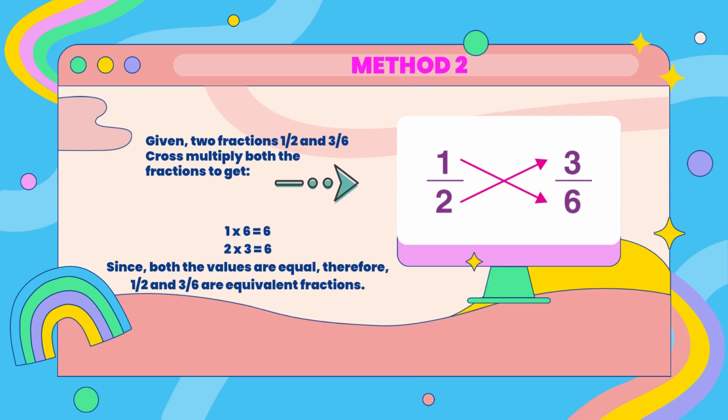Method 2. Given two fractions, a half and 3 over 6, cross multiply both fractions. If 1 is multiplied by 6, then the product is equal to 6. If 2 is multiplied by 3, then the product is equal to 6. Since both the values are equal, a half and 3 over 6 are equivalent fractions.